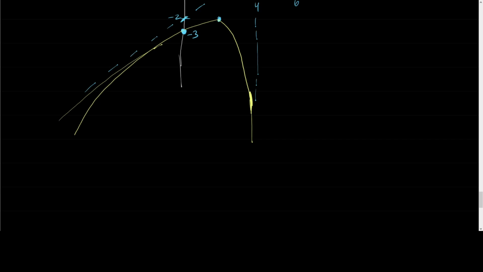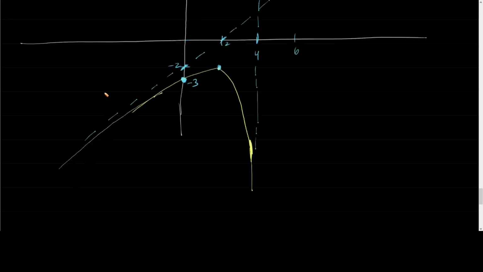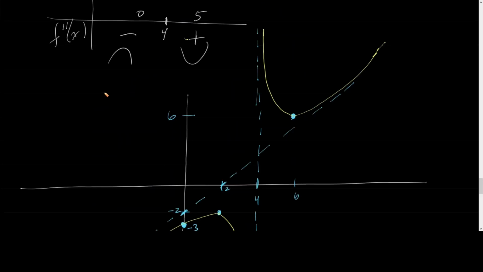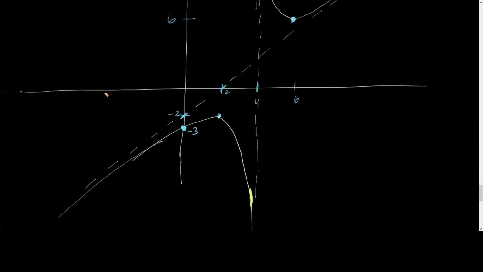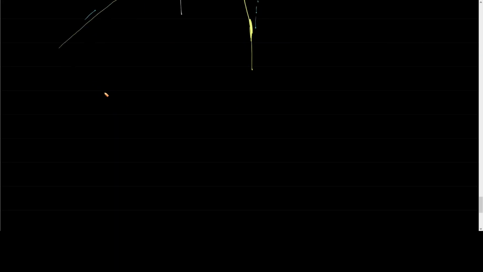All right. So that's essentially the graph of our function. Okay, fine. So cool. Next problem. So that was B. C. Hold on.